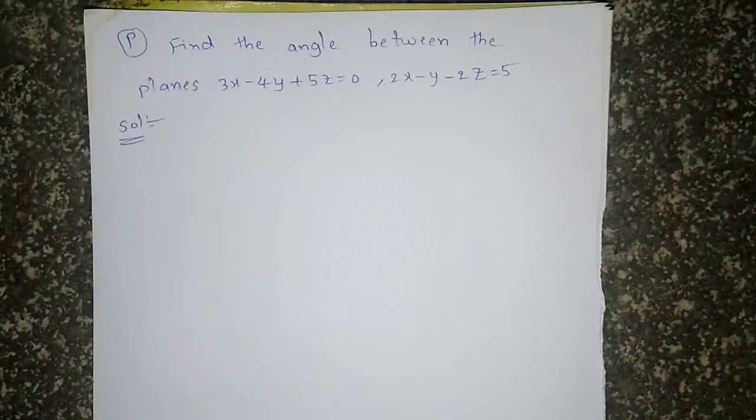So our first problem is: find the angle between the planes 3x minus 4y plus 5z is equal to 0, and 2x minus y minus 2z is equal to 5.